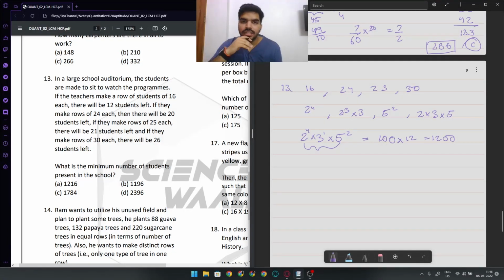Ideally, if it were 1200, then in all these combinations, that means 16 students each and 24 students each, and all these conditions will be met. But since you reduce 4 from them, that is 1196, all the situations will have 4 as the vacancy. So 1196 is the answer. That is option B.